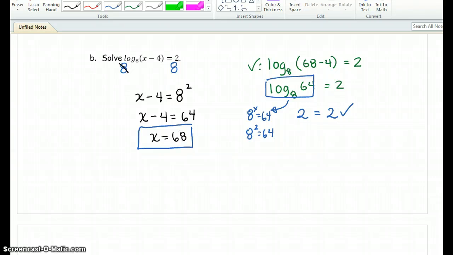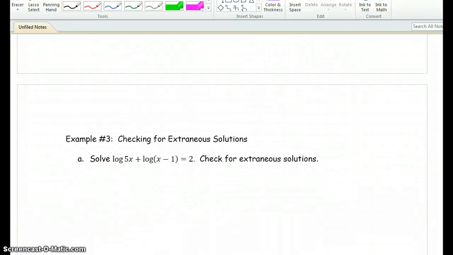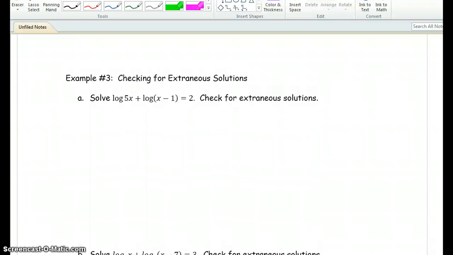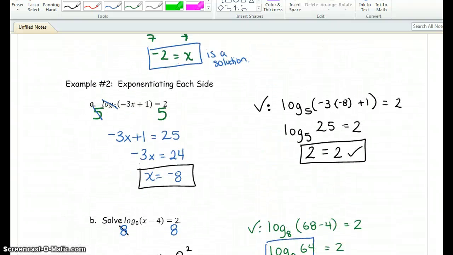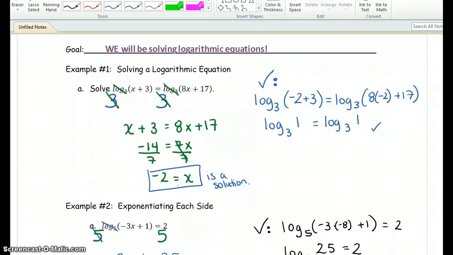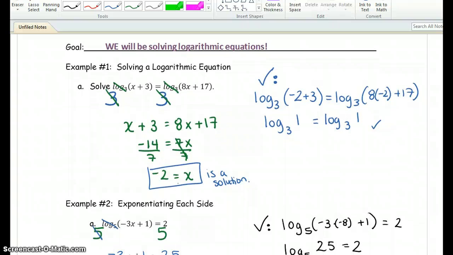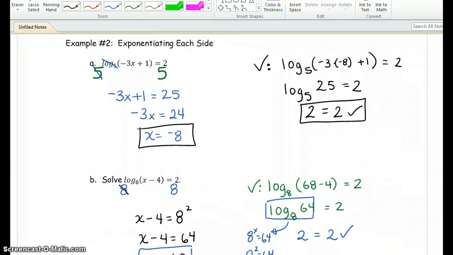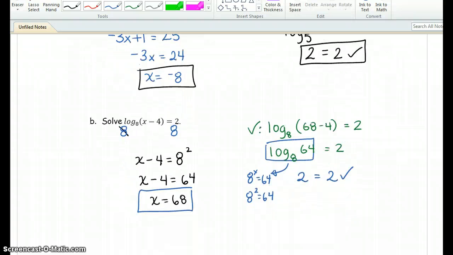All right, let's keep going. Here's some different ones. Now, let's go back to the first example really quick. In the first example, we had two log base 3's, and we basically exponentiated by using base 3 on both sides, and they both canceled. And in example number 2, there was only one log, and we exponentiated using the base of the log, and we got rid of the log, and it was fine. We went back to an algebra equation.